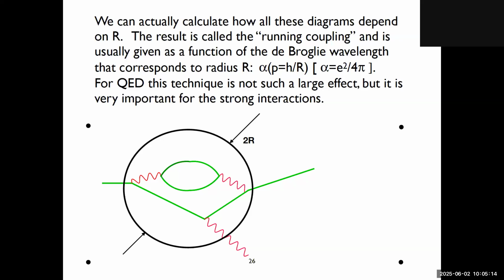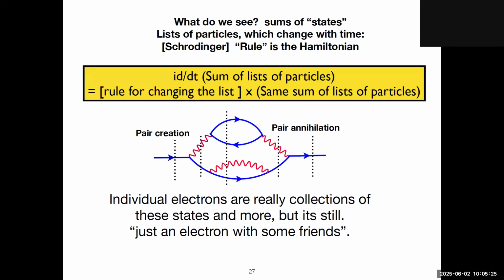But for QED, this technique, as I say, is not such a large effect, but it's very important for strong interactions. And so what do we see? Sums of states, lists of particles. And this just kind of summarizes everything here in this first lecture. Here we have again this d by dt of sums of lists of particles, the rule for changing the list times the same list of particles. And here's what's happening to any particle in isolation in this picture.